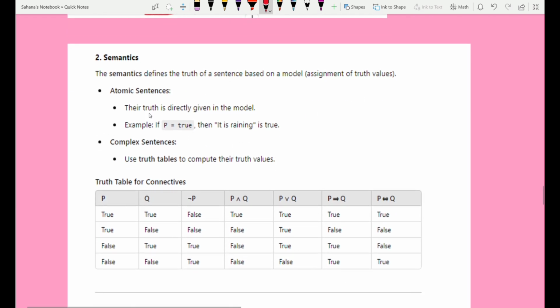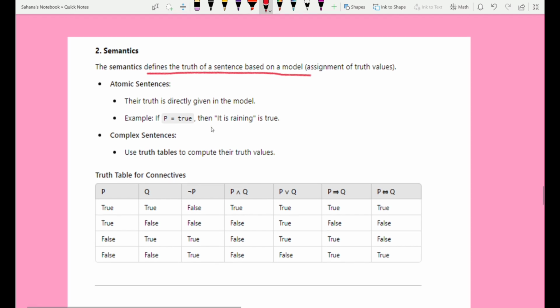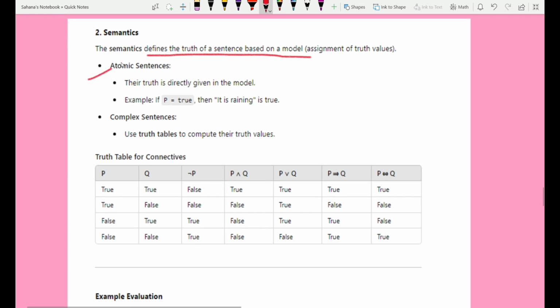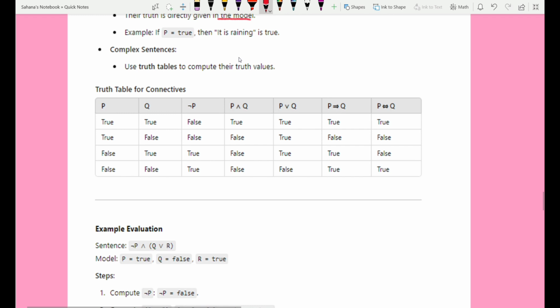Now we'll see semantics. Semantics defines the truth of the sentences based on a model. Atomic sentences, their truth is directly given in the model. P equals true means it is raining is true. Complex sentences use truth tables to compute.